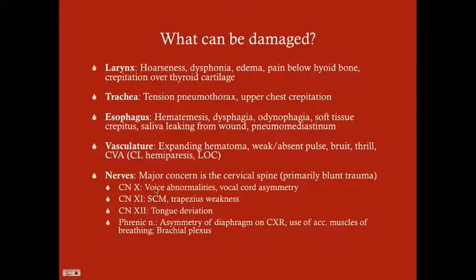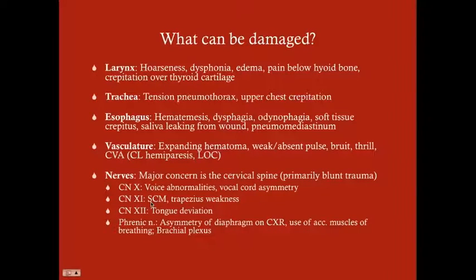Cranial nerve 10 is your vagus nerve, so we're thinking of voice abnormalities, vocal cord asymmetry here. It's something you might notice if you're intubating the patient. Cranial nerve 11, sternocleidomastoid or trapezius weakness.